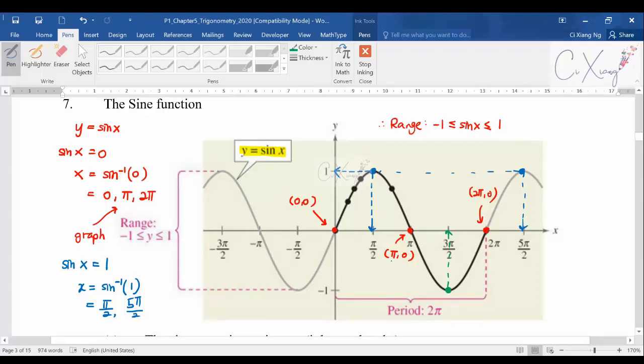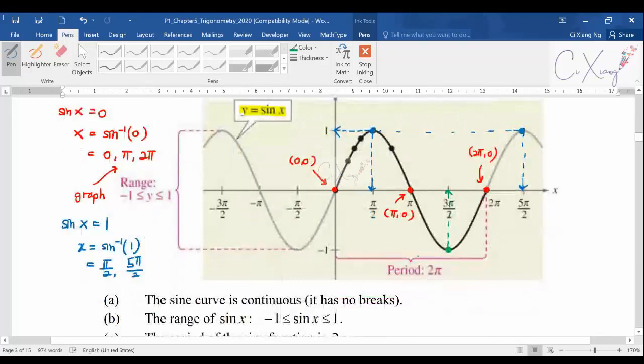Usually the values that you need to know are when y equals 0, when y equals 1, and also when y equals negative 1. So what is the value of x that you have during that time? Okay, so this is the basic idea for the sine graph.